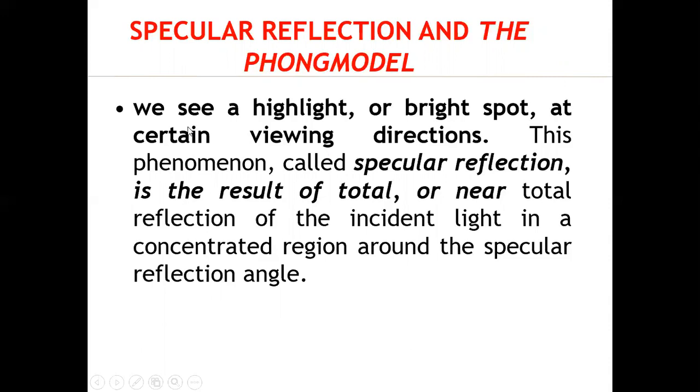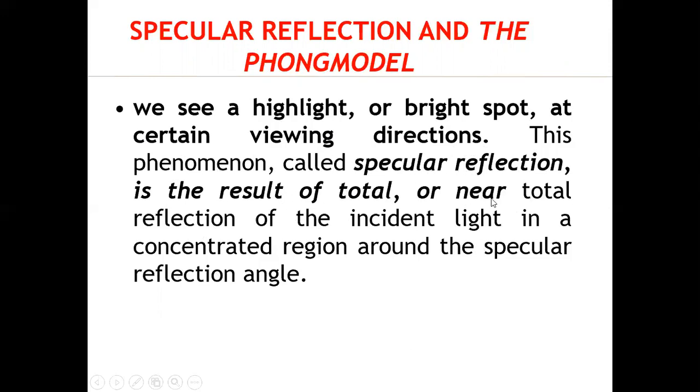Specular reflection is a reflection where we see a highlight, or a bright spot, at certain viewing directions. For example, you might have seen this in a dance, where we want a spotlight on the main performer. As the main performer moves, the viewing direction moves and the light is also moving. So specular reflection depends both on the surface and on the viewer, or we can say on the viewing direction. This phenomenon is called specular reflection.